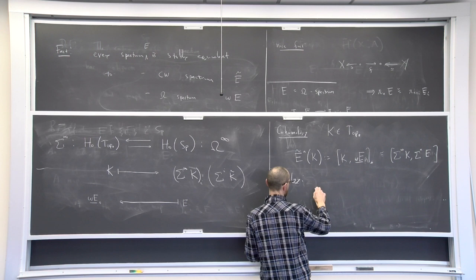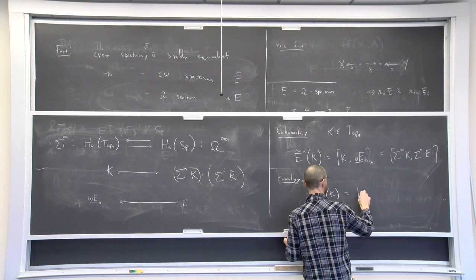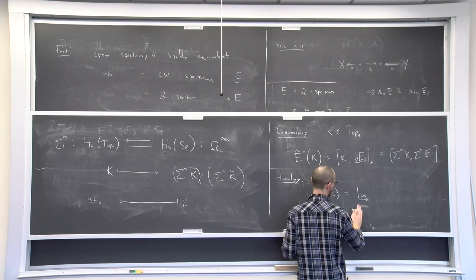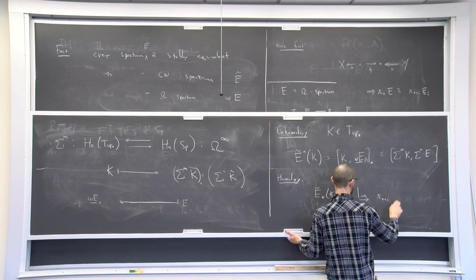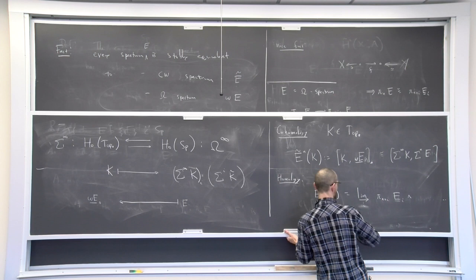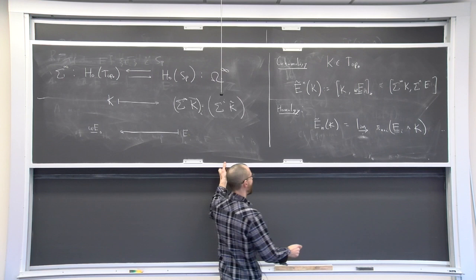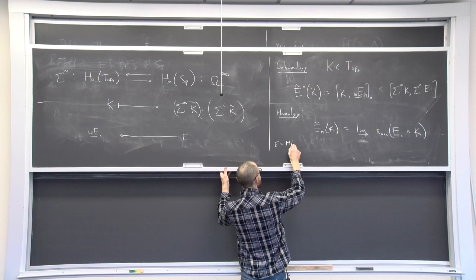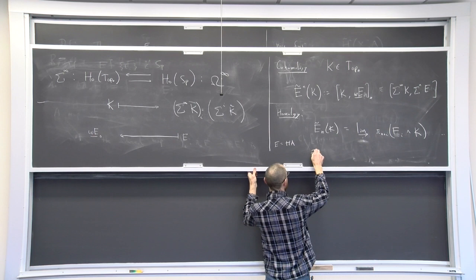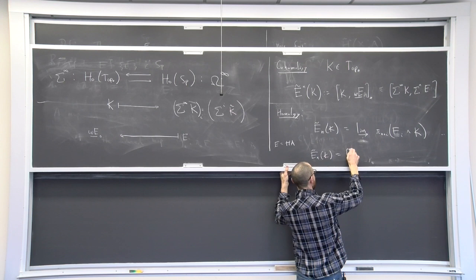What I'm going to do is define the homology E_n of K to be the colimit over i of pi_{n+i} of E_i smash with K. Okay, and this is a very strange definition. I will say that it turns out that if E equals HA, the Eilenberg-MacLane spectrum associated to an abelian group A, then E_n of K turns out to be H_n of K with coefficients in A.